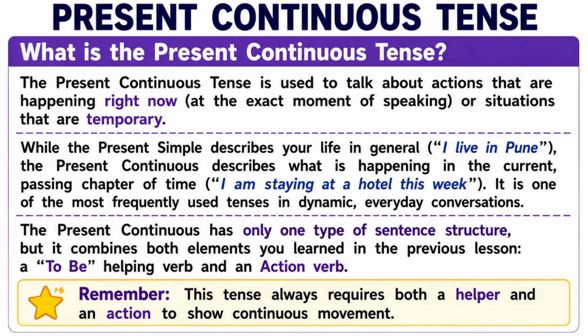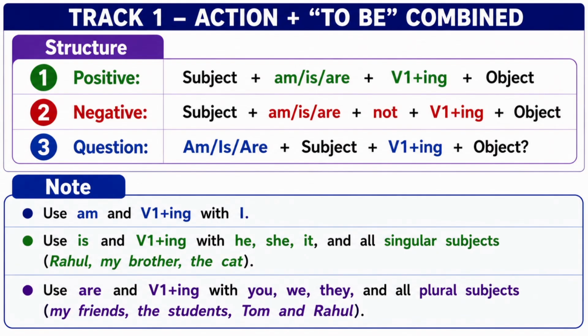The present continuous has only one type of sentence structure, but it combines both things you learned in the previous lesson: a to be helping verb, and an action verb. Always remember, this tense requires both a helping verb and an action verb to show that an action is continuing. Now let's learn the structure.